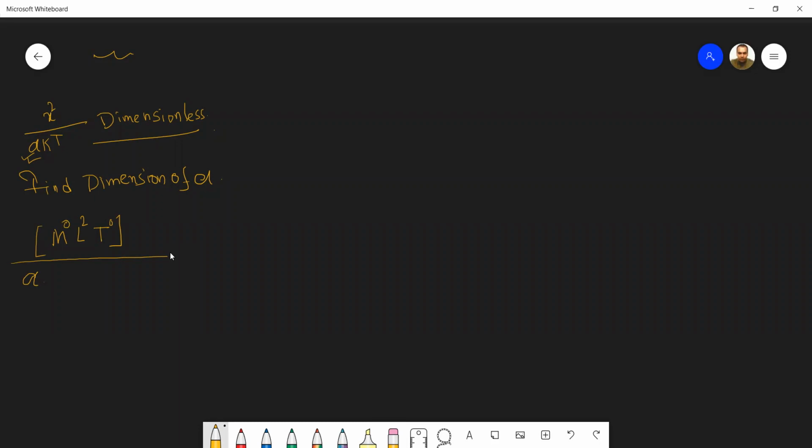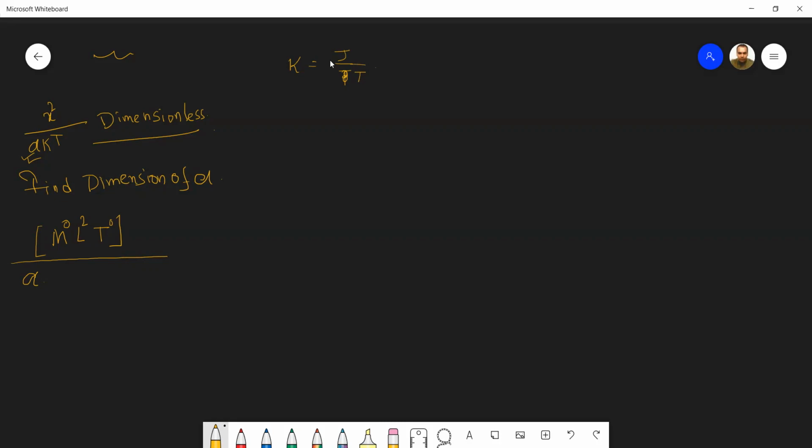K is Boltzmann constant. What is the unit of Boltzmann constant? The unit of Boltzmann constant K is Joule over Kelvin, temperature. So it is not time here, it is Joule over temperature in Kelvin. Let me write it as T. This T and these dimensions T are different. Please remember that.